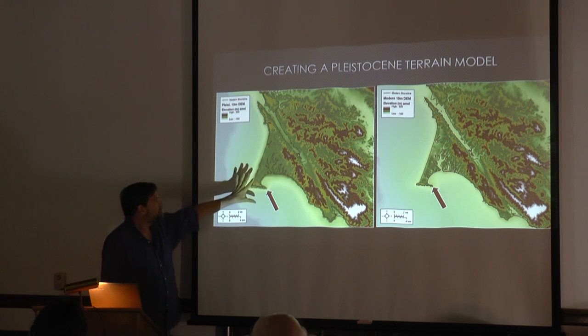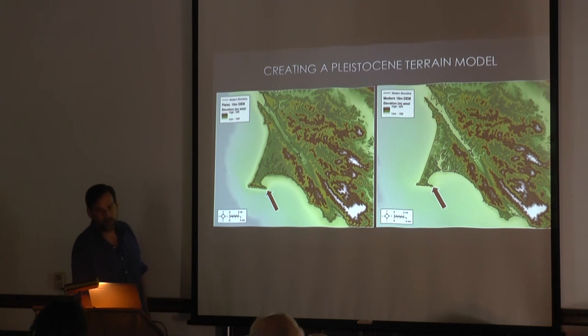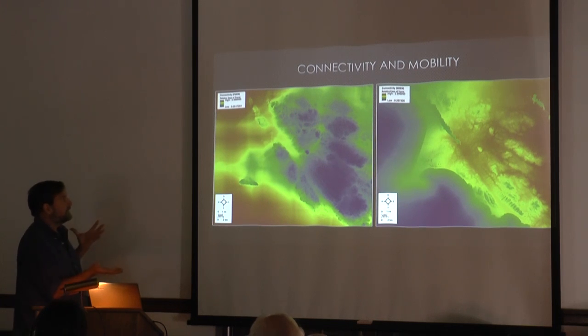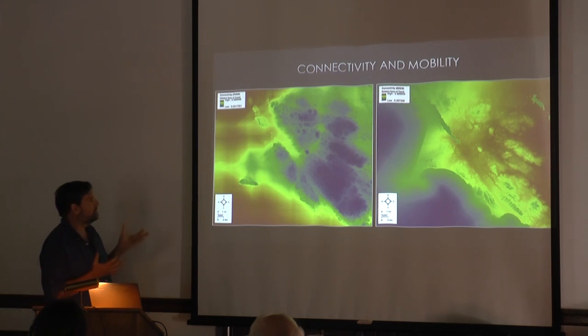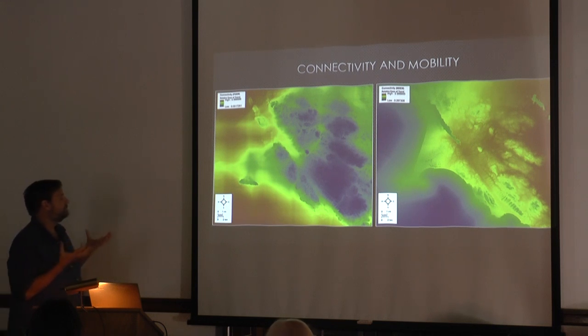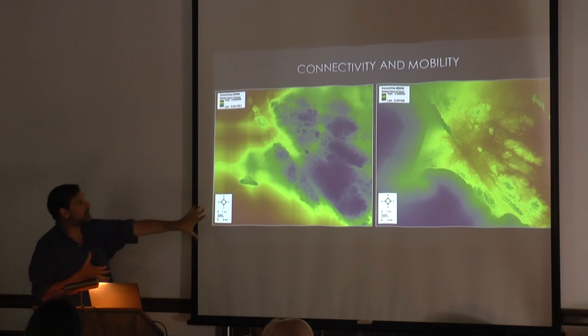So we're using this Pleistocene bathymetry and Pleistocene topography for modeling different things in the Point Reyes area. One of the things we wanted to look at was connectivity and mobility. So I did a caloric model of moving across this environment, north to south, south to north, east to west, west to east, from corner to corner, back and forth, and then add all this up and average it, and you get this relative ease of travel, or a connectivity value, for every pixel in your model. So the brown areas are easy to travel across, the blue areas are harder to travel across.